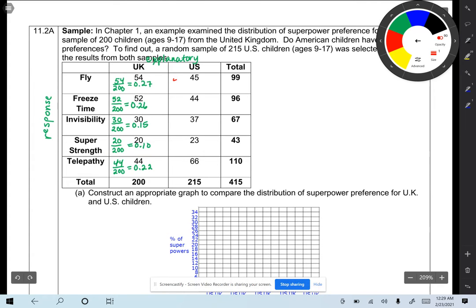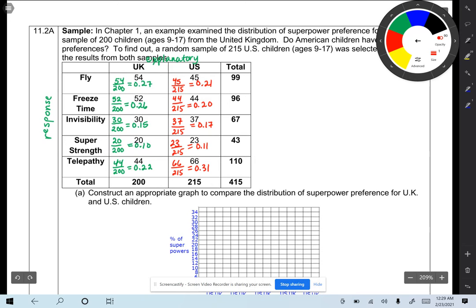So 45 over 215 equals 0.21. 44 over 215 equals 0.20. 37 over 215 equals 0.17. 23 over 215 equals 0.11. 66 over 215 equals 0.31.